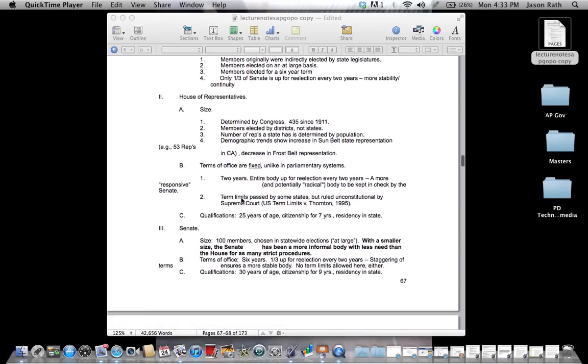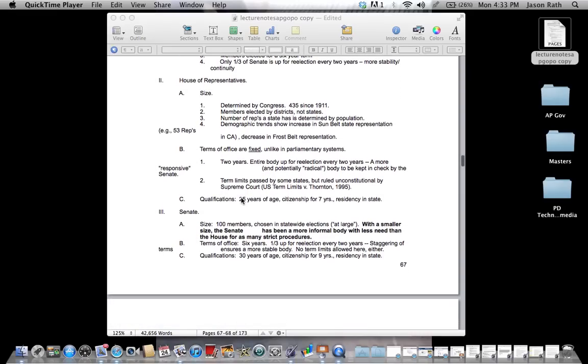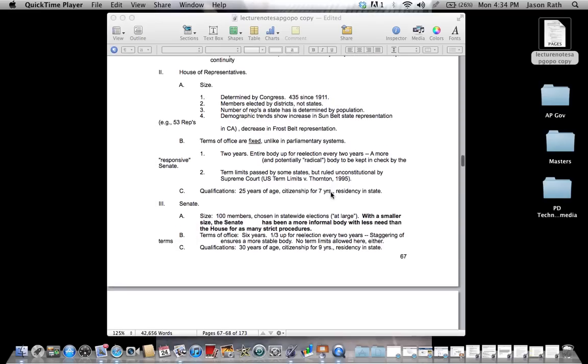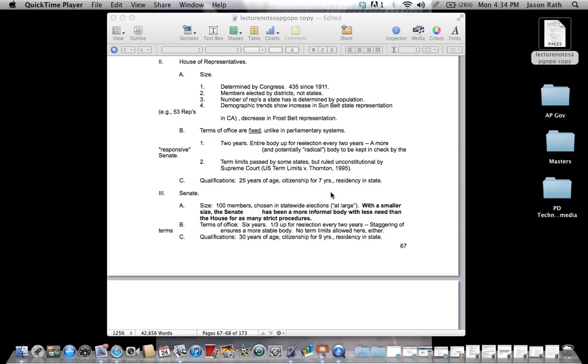Terms of office are fixed, unlike in parliamentary systems. 2 years, the entire body every 2 years. Term limits were passed by some states but ruled unconstitutional by the Supreme Court in 1995. So it's been tried before. Qualifications. What do you have to be in order to run for the House? 25 years old, citizen for 7 years, resident of the state. Why do we want you at 25? And typically, what kind of degree do we want you to have? So that's the House of Reps.